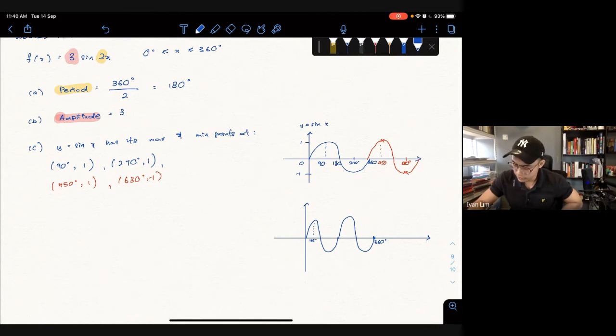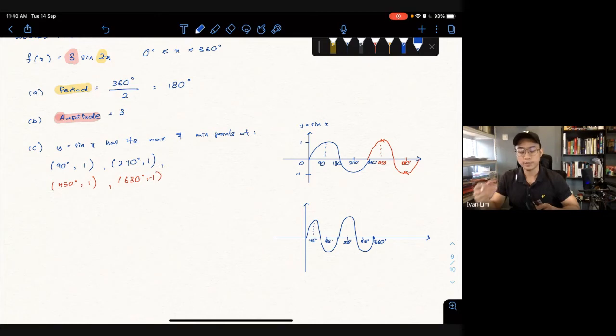Then you see your next one, the original minimum point, which is 270 degrees, also needs to be divided by 2. So it will be 135 degrees. Then your next maximum point, which was 450, will become 225 degrees. And your last one, 630, you divide by 2. For your last minimum point, it will be 315 degrees. So that is for the 2x value. That is what you all need to understand about the 2x value.